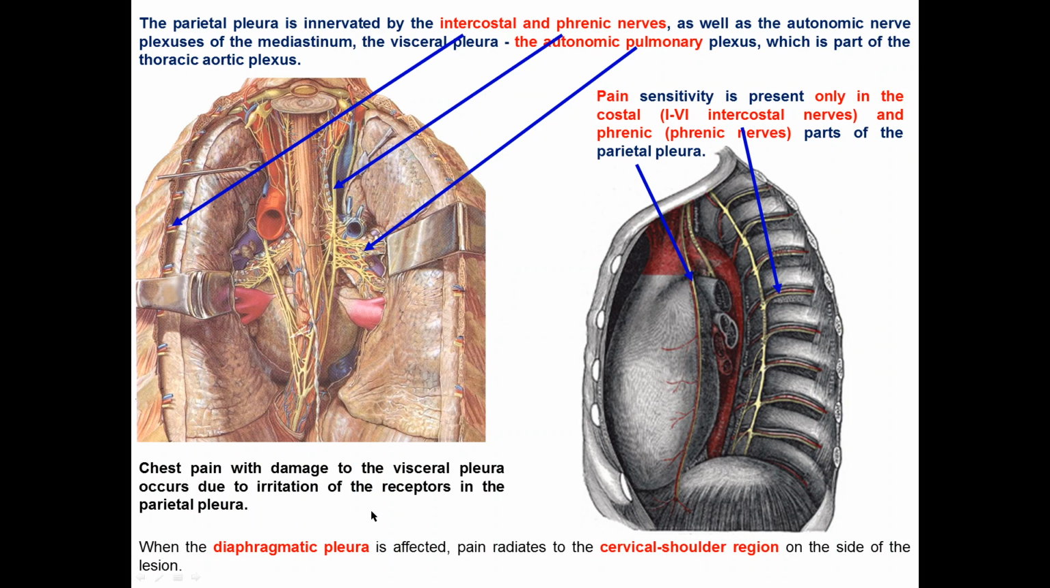Chest pain with damage to the visceral pleura occurs due to irritation of receptors in the parietal pleura, and when the diaphragmatic pleura is affected, pain radiates to the cervical shoulder region on the side of the lesion. It is because of the phrenic nerve.